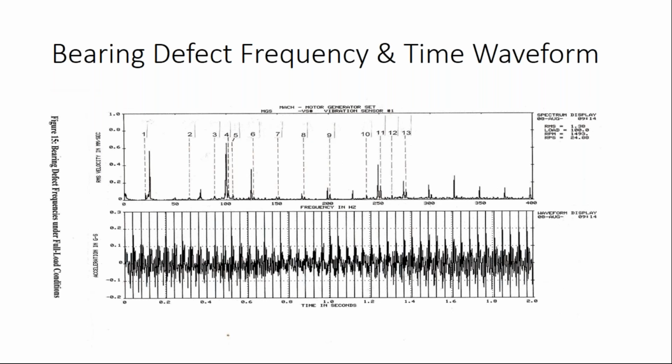The graph below that is the time waveform analysis, which is important if you're doing careful analysis to find out whether you have erratic behavior or not. So when I do vibration analysis, I look at both the frequency spectrum, looking for defect peaks, and the time waveform analysis, which is important, especially if you've got looseness and other erratic behavior in your machine.